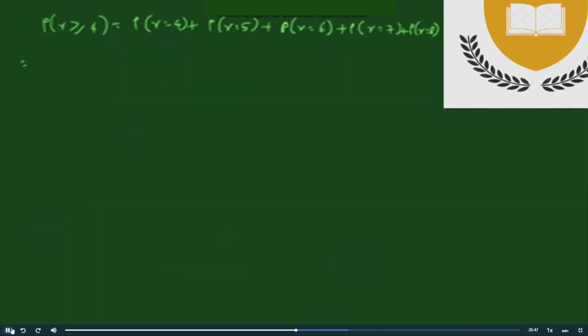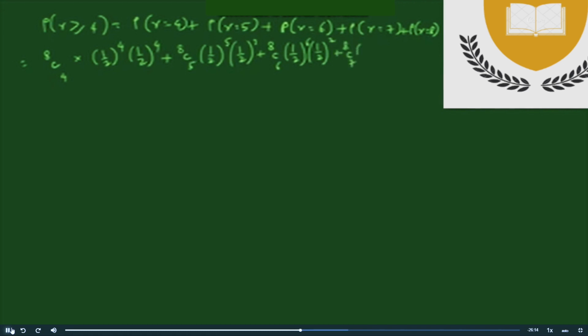So n is 8, and in the case of R equal to 4, we have 8C4 into half to the power 4 into half to the power 4, plus 8C5 into half to the power 5 into half to the power 3, because 8 minus 5 is 3, plus 8C6 into half to the power 6 into half to the power 2, plus 8C7 into half to the power 7 into half to the power 1, plus 8C8 into half to the power 8 into half to the power 0. This is the basic level of substitution.